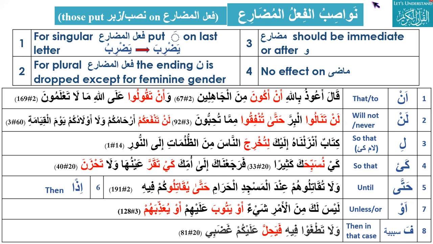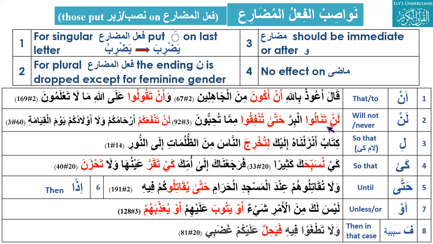What do they do, nawasibul fi'l al-mudari? They make the fi'l al-mudari mansub. For singular, the zabar is added on the last letter, except for second person feminine, where the noon is dropped. For plural that ends with noon, the ending noon is dropped. Like yaf'aluna, taf'aluna, yaf'alani, taf'alani, and taf'alina. They drop the noon.